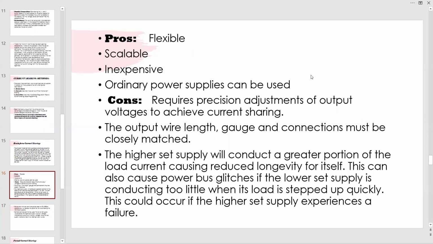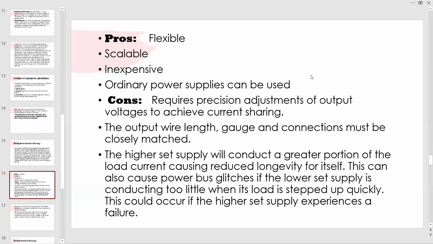Pros and cons of brute force current sharing method. Pros: flexible, scalable, inexpensive, ordinary power supplies can be used. Cons: requires precision adjustments of output voltages to achieve current sharing. The output wire length, gauge, and connections must be closely matched.